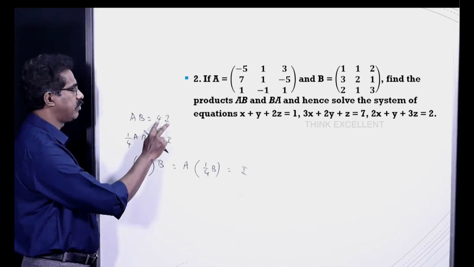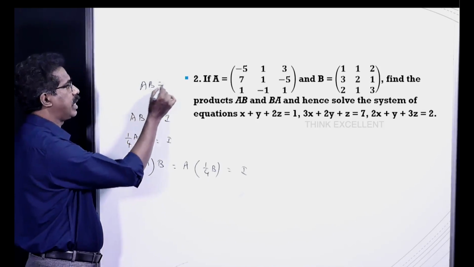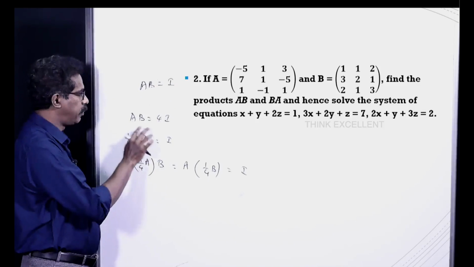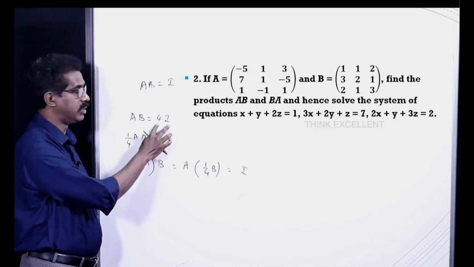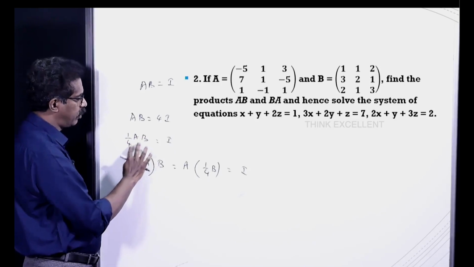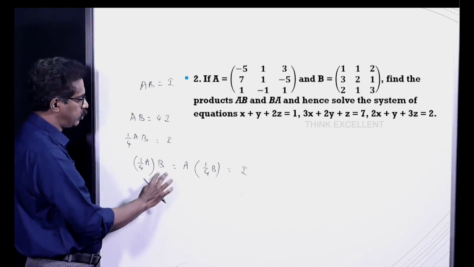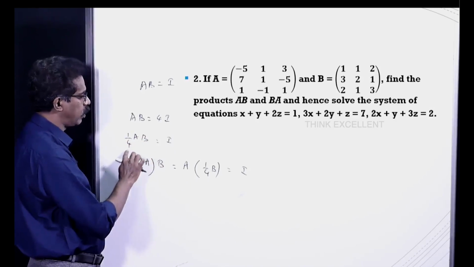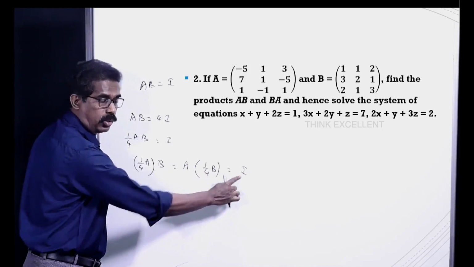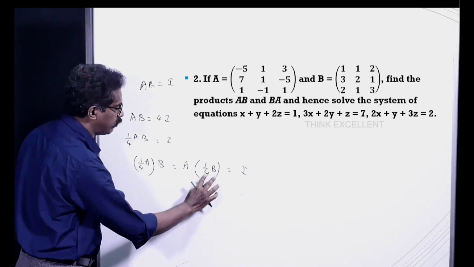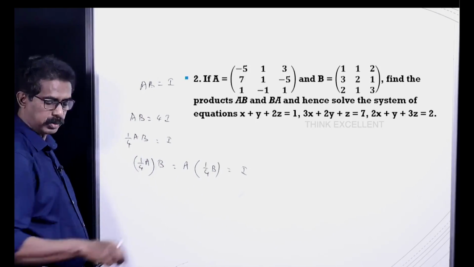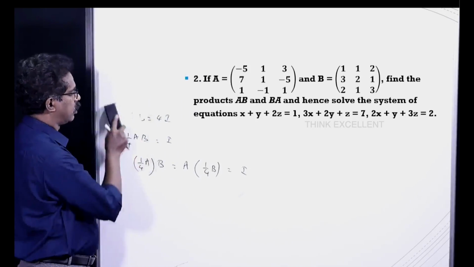Last class I said if AB is equal to I, A inverse is B and B inverse is A. Suppose AB equal to 4I, then that 4 you bring down. This can be written as 1 by 4 into B, 1 by 4A into B or A into 1 by 4B. So A's inverse is 1 by 4B and B's inverse is 1 by 4A, because here you have I. So these concepts we will be using here. Try to understand this.